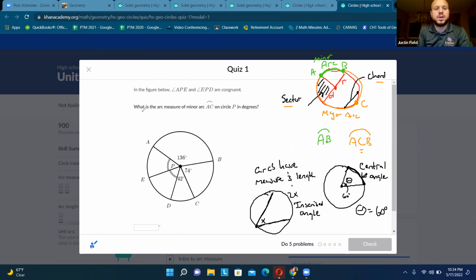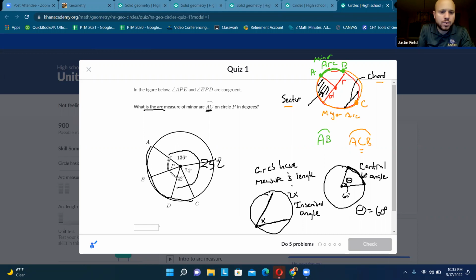So let's do some calculations. What is the arc measure of minor arc AC on the circle P? So AC, so we're talking about that one. And we know that we have all those arcs there, right? Let me just get my calculator here. Okay, so let's add 136 plus 74 plus 42. What's that? 252. So I added all these together and I got 252. Is that what you got?